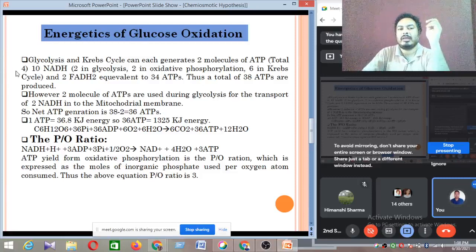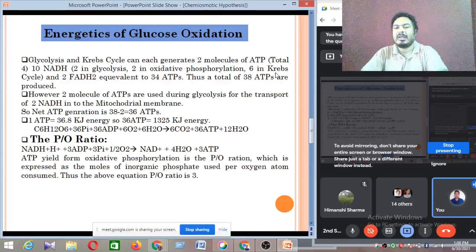Along with the 4 ATP molecules, they produce 10 molecules of NADH. From these 10, 2 are produced in glycolysis, 2 are produced in the oxidative phosphorylation, and 6 NADHs are produced in the Krebs cycle. As a whole, the total is 10: 2 in glycolysis, 2 in oxidative phosphorylation, and 6 in the Krebs cycle.